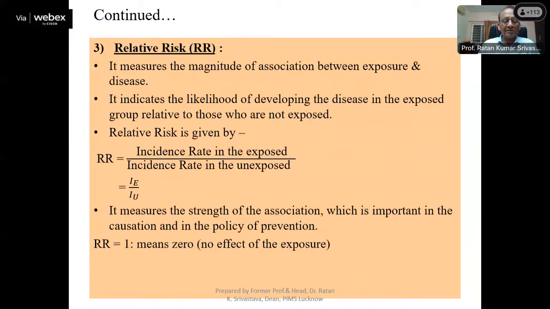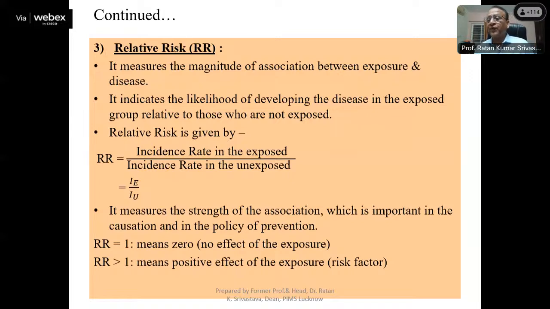Now, RR equal to 1 means no effect of exposure. If you get relative risk of 1, you can interpret that way. Second, if it is more than 1, it means positive effect of the exposure, like cigarette smoking. Suppose you get value 5, then you can say the cigarette smoking may lead to development of bronchitis or bronchiectasis or lung cancer 5 times more as compared to unexposed.